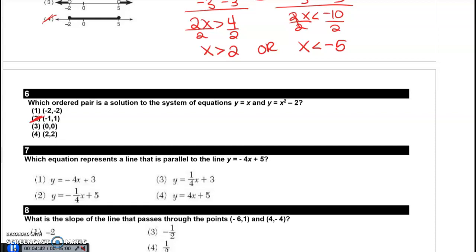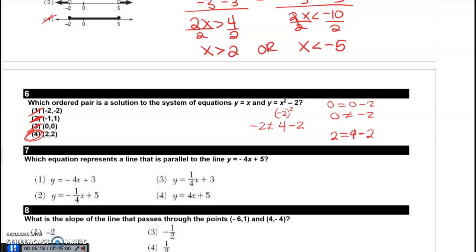If we look at plugging this in, -2 squared, remember we'd have to plug that in with parentheses. So it'd be 4 minus 2, which does not equal -2. So we know it's not going to be 1. If we do 0, 0, we're going to get 0 squared, which is 0, minus 2. So obviously 0 does not equal negative 2. So it's got to be 4 here, but let's just double check it. 2 equals 2 squared, which is 4, minus 2, and that's obviously going to work out.